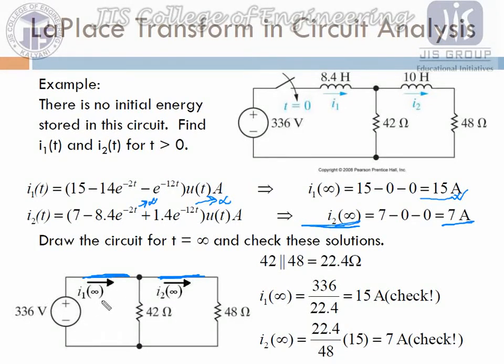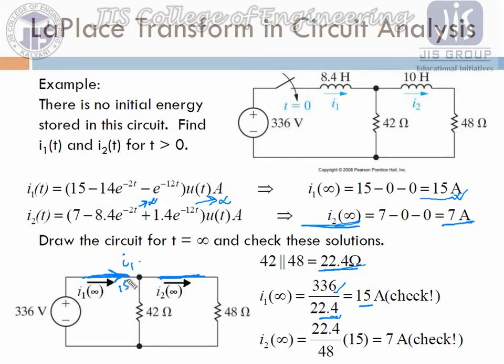So here we have 336 volts, so what will be the overall current? We can first find the overall resistance. The 42 and 48 ohm resistances are in parallel to each other, so the overall resistance is this one. So what will be this current? This current, which we have considered as I1, equals this voltage divided by the overall impedance. The voltage is 336 and the overall impedance is 22.4, and if we divide it, it is nothing but 15 ampere. So we are getting this current as 15 ampere.